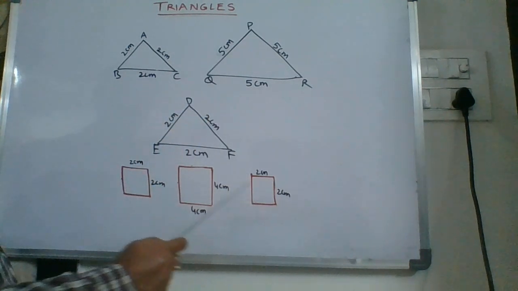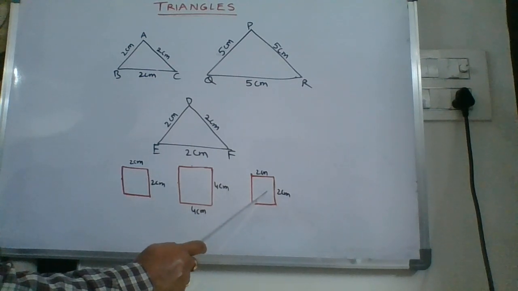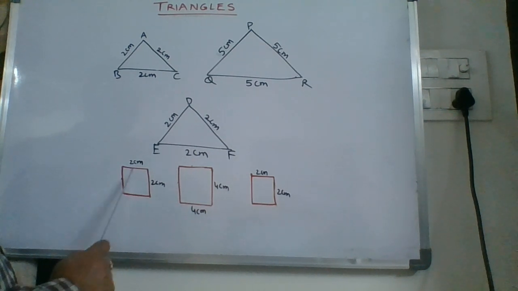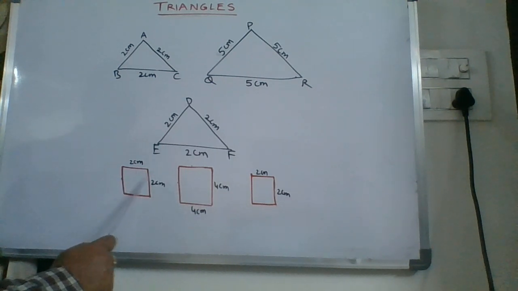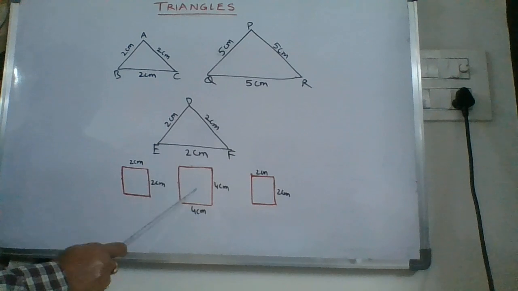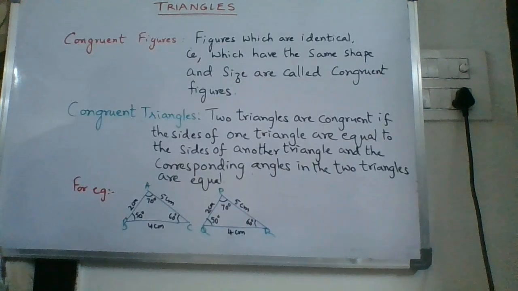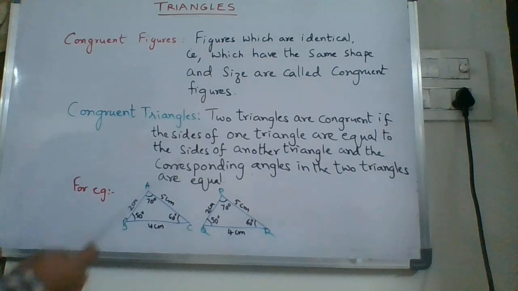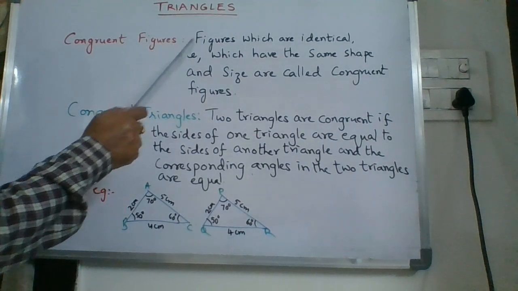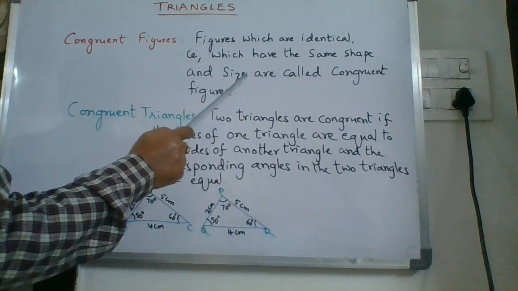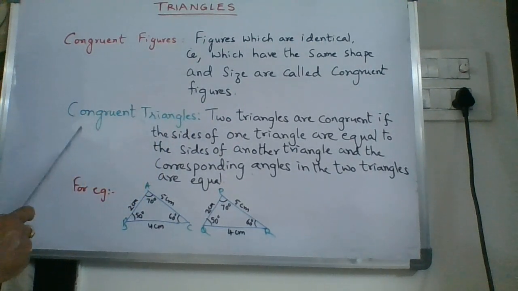And in these squares, see, this square and this square have the same dimensions, therefore these two are congruent squares. But this square is different from the other two, isn't it? So they are only looking similar, but they are not congruent. So I'll give the definition of congruent figures. Write down. Congruent figures definition: figures which are identical, that is, which have the same shape and size, are called congruent figures. Just now I gave the example.